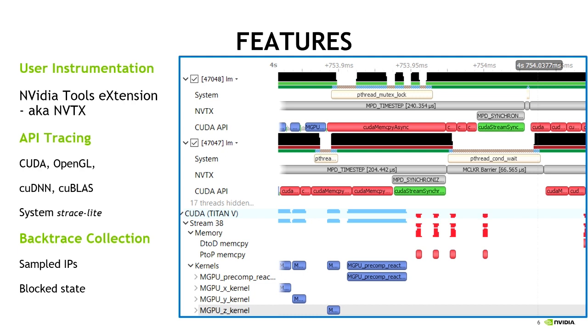Nsight Systems also traces several different APIs, including CUDA, OpenGL, cuDNN, cuBLAS, and even the system APIs like pthread API or File IO, so you can understand why your OS threads are paused, what they're doing, and what's going on. Nsight Systems captures backtraces in 2 different ways. It uses traditional sampling, but also can capture a backtrace when a thread becomes blocked, and will help you to understand why your threads are in that situation.